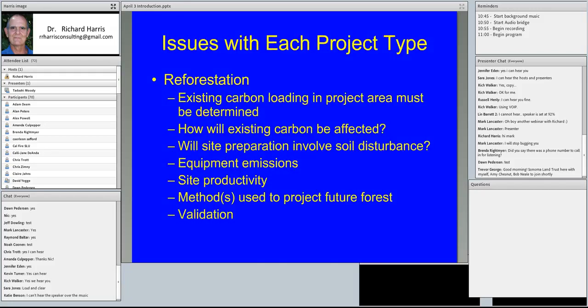So some of the issues with each project. For reforestation, some of the things we need to consider, let me give you a little overview here: existing carbon loading in the project area, how the carbon will be affected, whether site prep will involve disturbance. We have to deal with equipment emissions, site productivity, and the method to project the future forest. And then it's important to try to make estimates, if you can, with corroborative evidence.